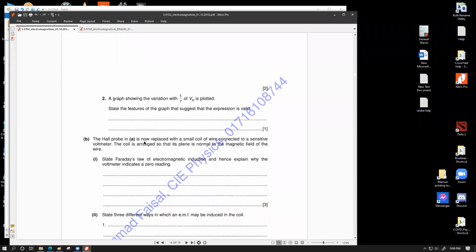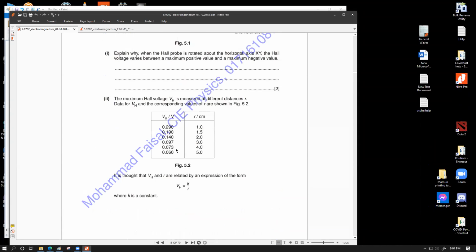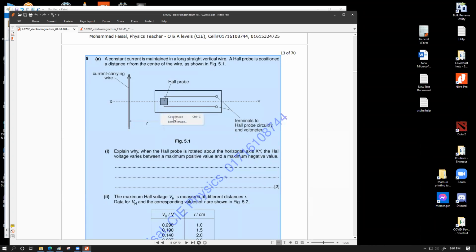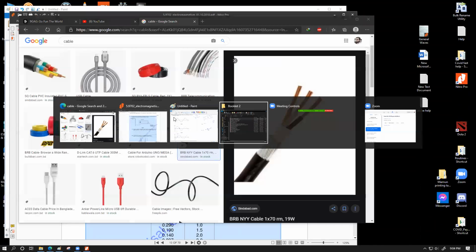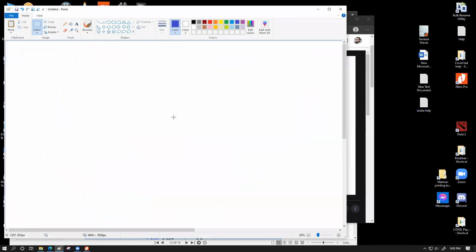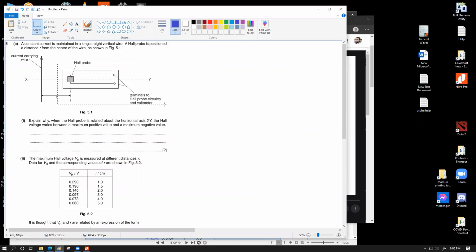B number says the Hall probe in A is now replaced with a small coil of wire connected to a sensitive voltmeter. Okay, beautiful. The coil is now arranged so that the plane is normal to the magnetic field of the wire. State Faraday's law of electromagnetic induction and hence explain why the voltmeter indicates 0 reading. So what we are doing over here for this question is that in place of the Hall probe, we are bringing up a piece of coil.